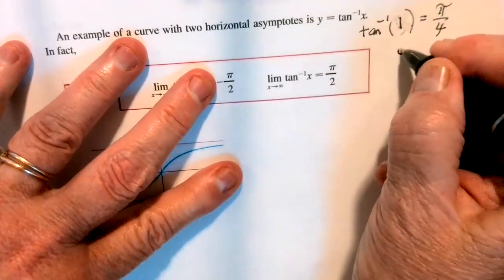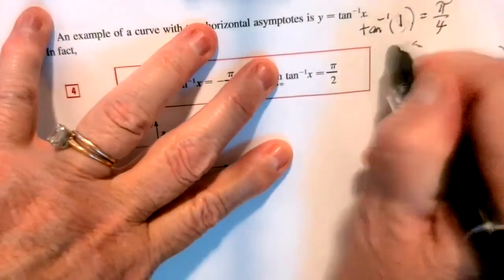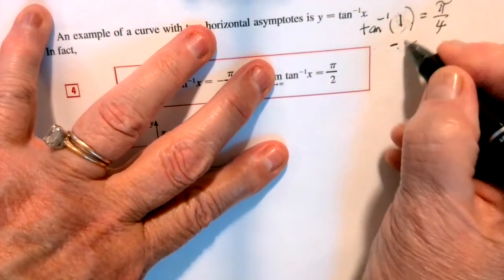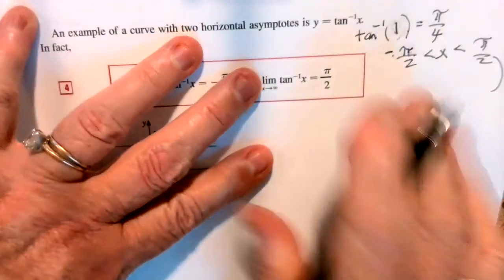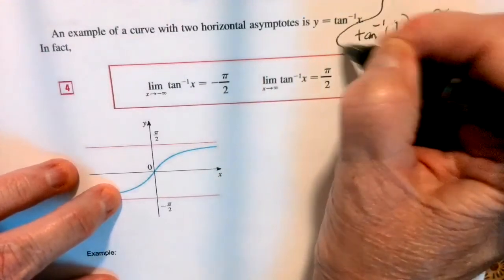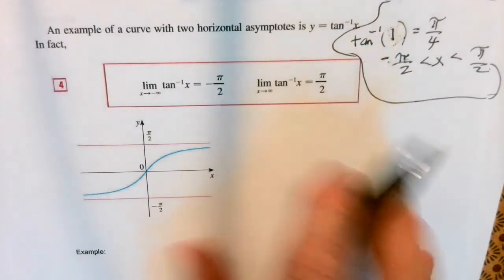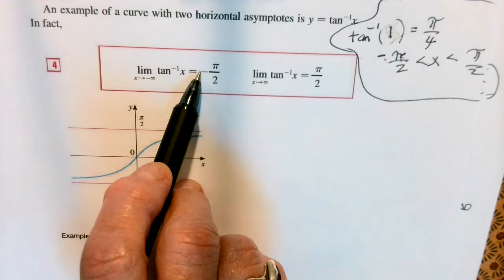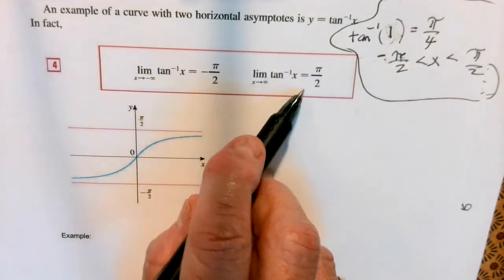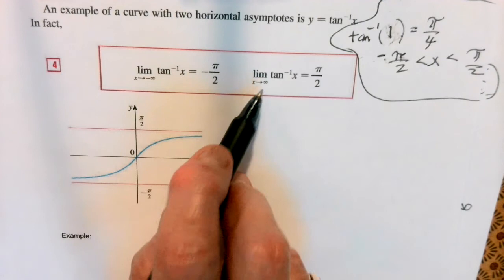And remember that when we're talking about tan inverse, we're talking about a restricted domain. No, it goes like this: minus pi over 2 is less than x less than pi over 2. That's the restricted domain, so it gives us back an angle. Okay, so the limit as x goes to negative infinity of tan inverse of x is negative pi over 2, and the limit as x goes to infinity of tan inverse of x is pi over 2. So negative infinity gives me a negative pi over 2, and infinity gives me a pi over 2.